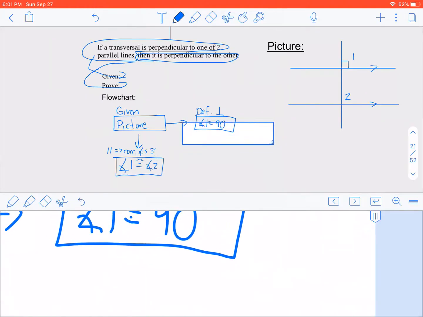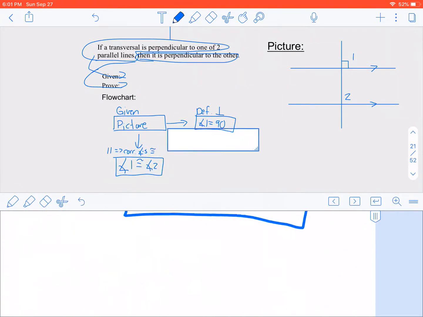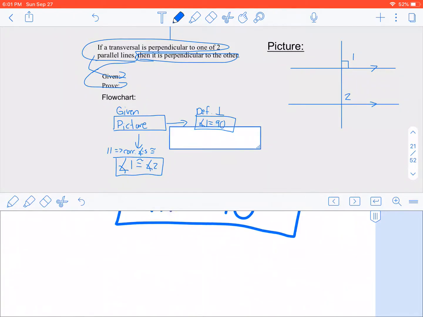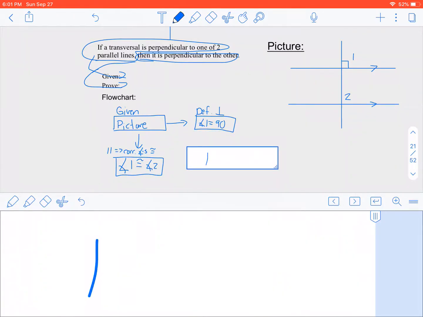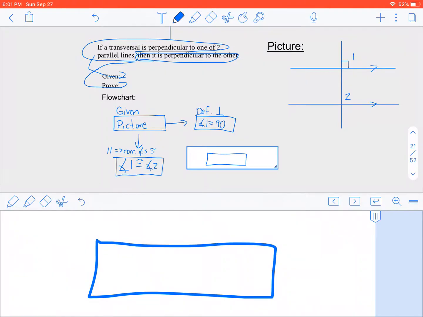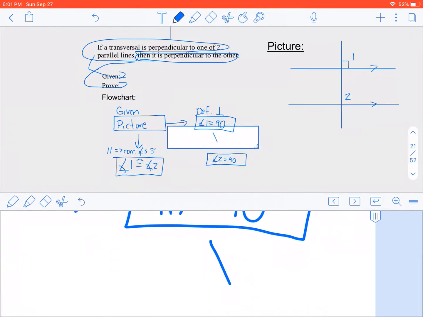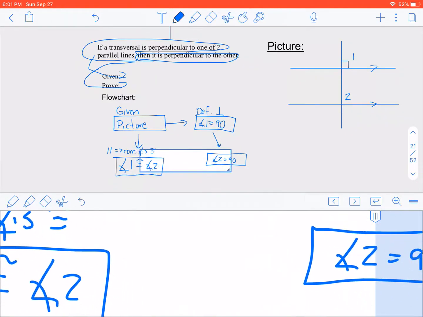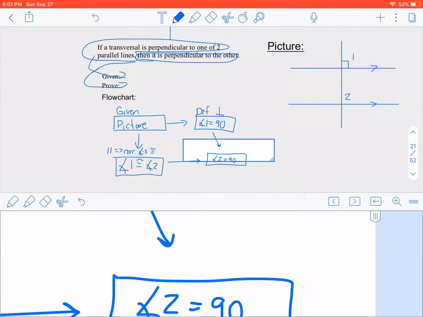Now, if this is 90 and they're congruent, I can make another box right here and say that angle 2 must also be 90. I'm drawing my arrows here. How do I know that? By the transitive property, or substitution, what do you want to call it? And go substitution.